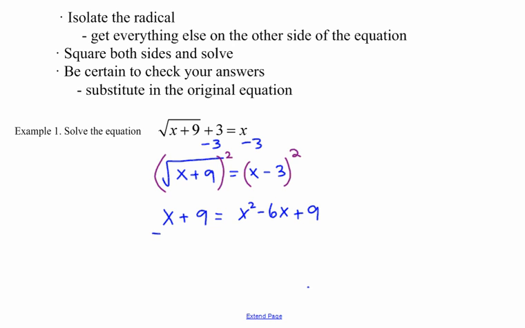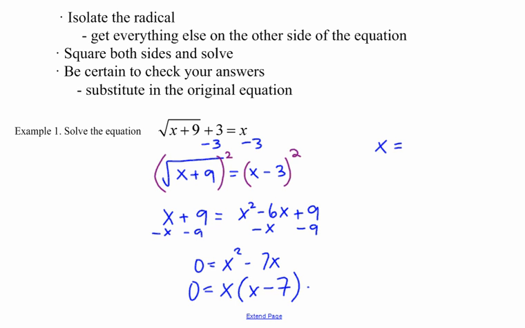Okay, quadratic, so what do we have to do? Everything to one side. X squared minus 7x. The 9's cancel. What do we do next? Take the x out. And so our solution, 0 and 7.